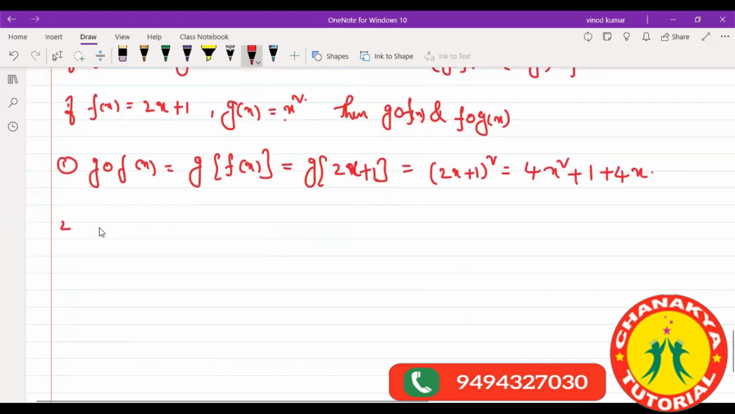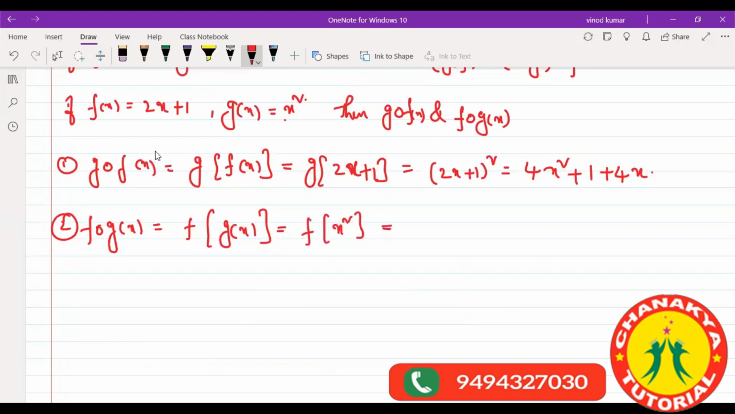Now write f circle g of x. This is f of g of x. g of x is x square. Now f of x is 2x plus 1, but here in place of x there is x square, so 2 into x square plus 1. We got 2x square plus 1. In a similar way we get f, g, h also: f of g of h of x, h of g of f of x. Sometimes g circle f and f circle g both will be equal.